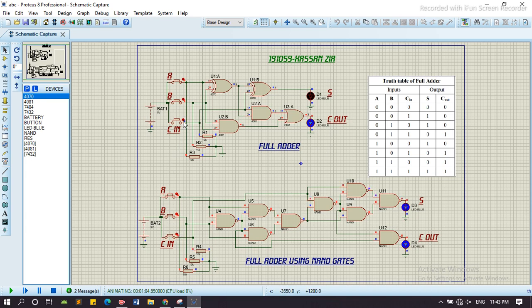When A, B and carry in are all equal to 1 1 1, then it shows the sum is also 1 and carry out is also 1. So hence the full adder circuit is also verified by the truth table. That's all for this lab.